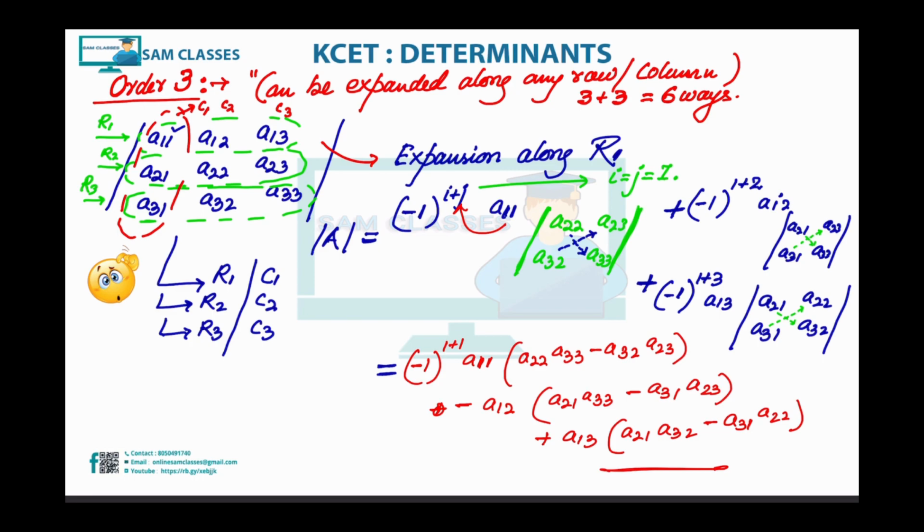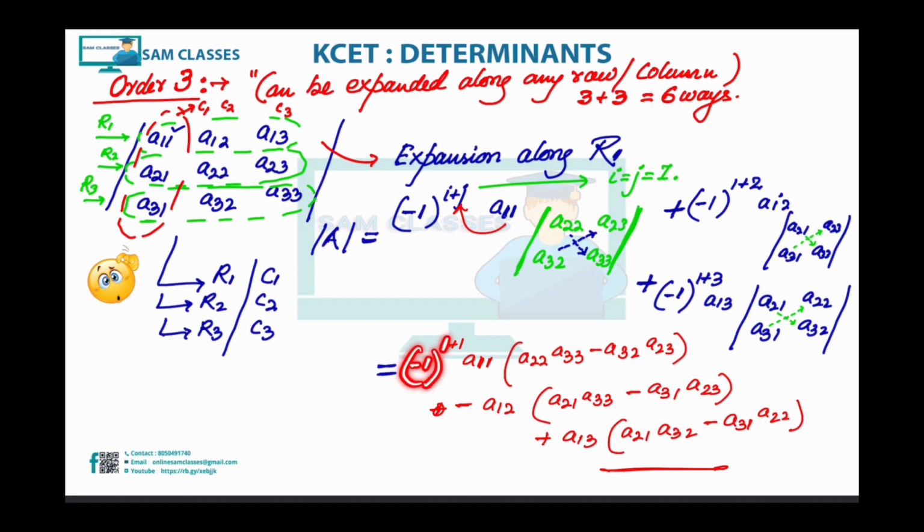Okay, now, expansion along R1. So how do we expand along R1? Let's see, very simple. What you have to do: if you are expanding along R1, take the first element. So what is that? A11. Now before that, we have a sign factor. What is it? Minus 1 power i plus j. So for the first one, what is i plus j?